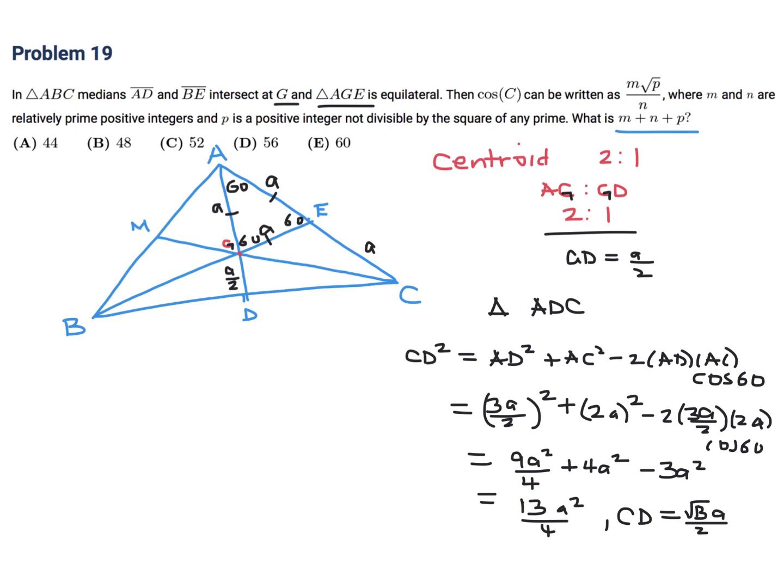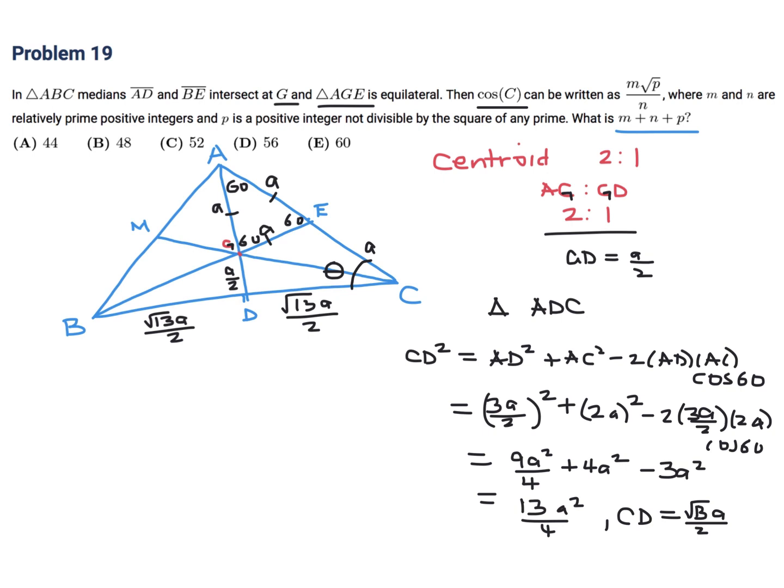So this is CD, right? Yeah, so root 13A over 2. Now, D is the midpoint of CB. So B to D is also root 13A over 2. Got it? Okay, so what do they want? Cos C. So this angle right here, I'll call that theta. This cos C is what they want.